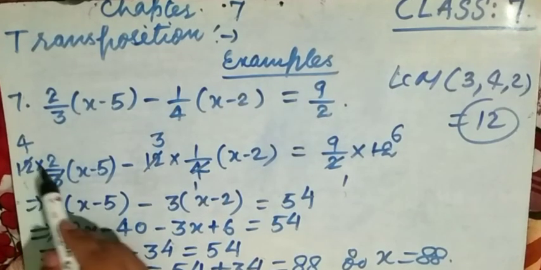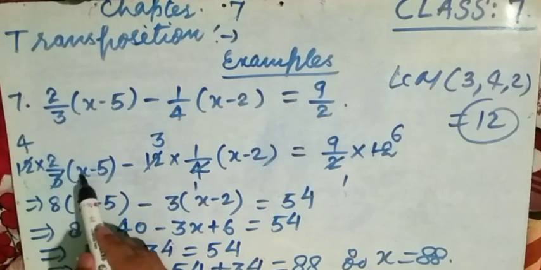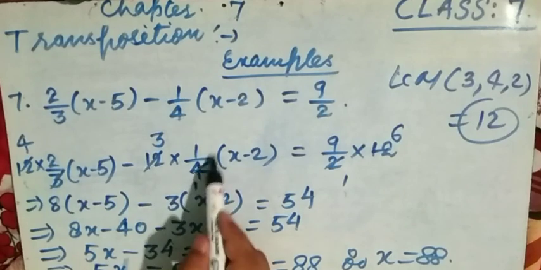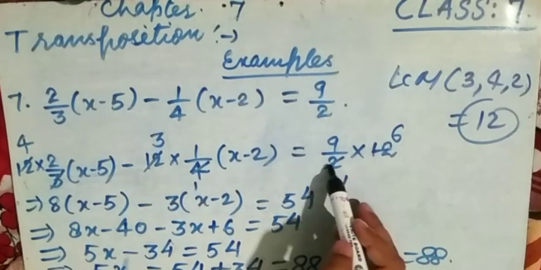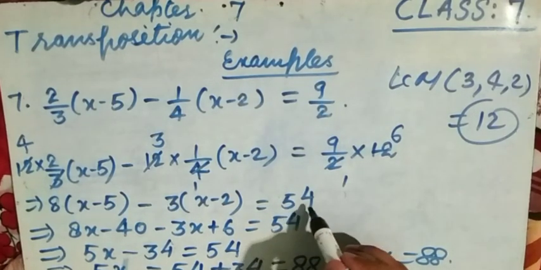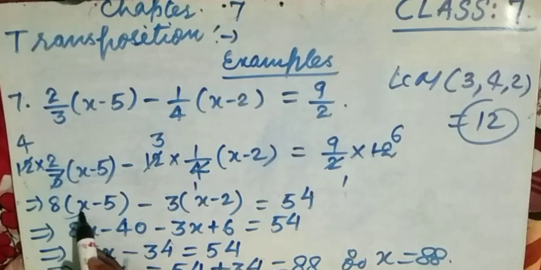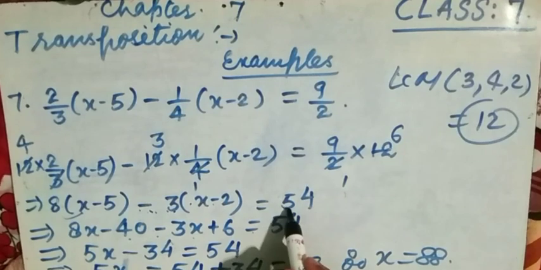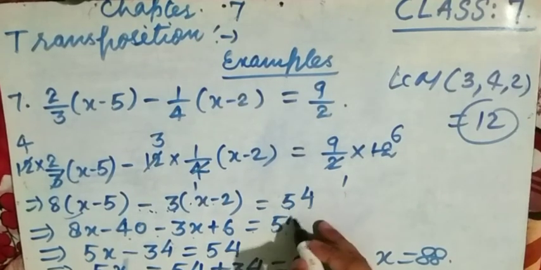Now 3 fours are 12, so 12 multiplied by 2 by 3: 3 fours are 12, 4 times 2 is 8, so 8 times x minus 5. Okay, now here the minus: 4 threes are 12, 3 multiplied by 1 is 3, and this is as it is. Here 9 multiplied by 6, because 2 sixes are 12, and 9 times 6 is 54. Here 8x multiplied: plus into plus 8x, plus into minus, 8 fives are 40, minus 40. Now minus 3 multiplied by plus 1, minus into plus, is minus 3x, and minus into minus is plus, 3 twos are 6, is equal to 54 as it is.